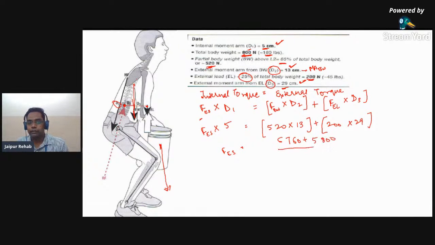5800, and it will be divided by 5, so what will come is plus 6760, divided by 5. So the value which is coming here is 2512 Newton. Okay. Now the value which is coming here is 2512 Newton.